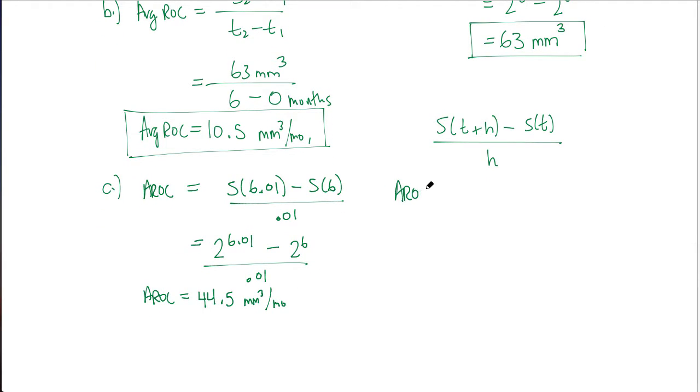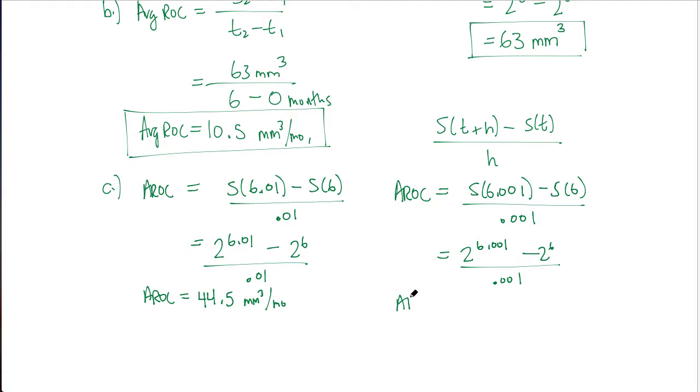And then we'll do this again for an even smaller interval. So we'll say S of 6.001 minus S of 6, all over 0.001. This is just 2 raised to the 6.001 minus 2 to the 6, over 0.001. And so my average rate of change for this very tiny interval is going to be 44.38, and that's millimeters cubed per month.